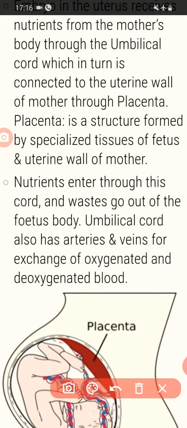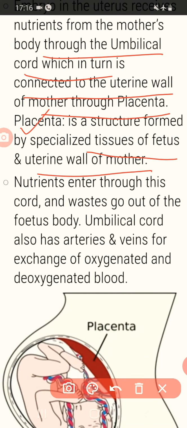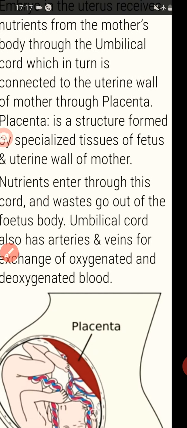Nutrients pass from the mother's body through the umbilical cord, which is connected to the uterine wall of the mother through the placenta. So what is the placenta? It is a structure formed by specialized tissue of the fetus and uterine wall of the mother. Nutrients enter through this cord, and waste material present in the fetus's body goes out through it. The umbilical cord also has arteries and veins, and exchange of oxygenated and deoxygenated blood takes place.